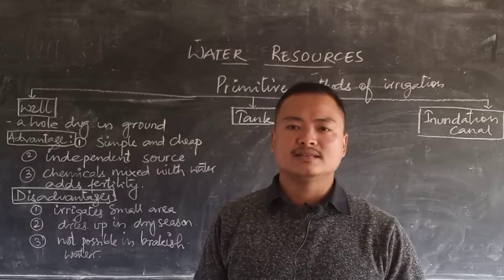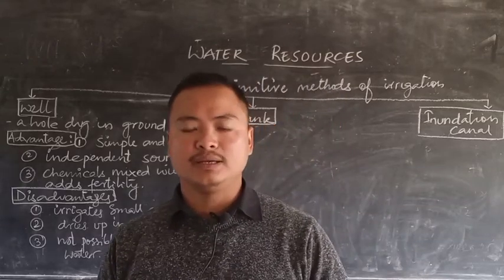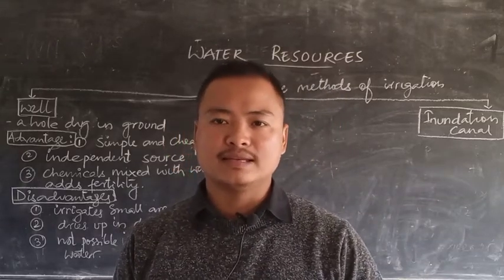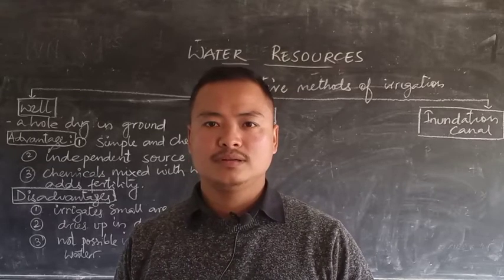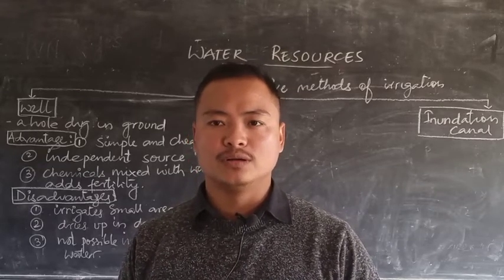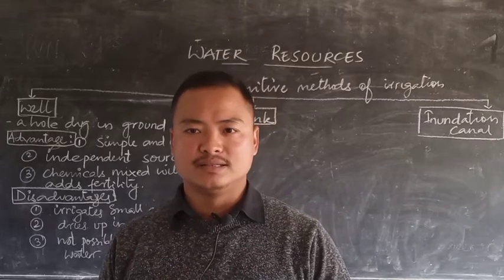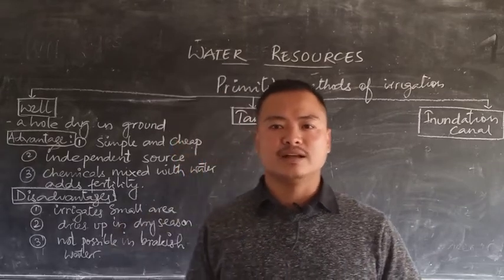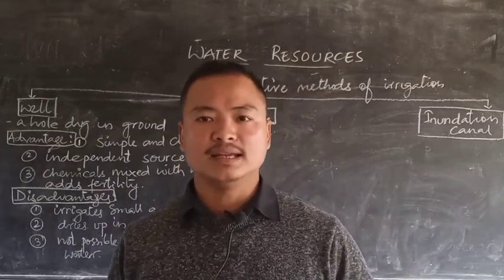And then the areas nearby the well remain quite swampy, and hence various flies and mosquitoes breed over this water, resulting in the spread of diseases. So these are certain disadvantages and advantages of well irrigation in India.